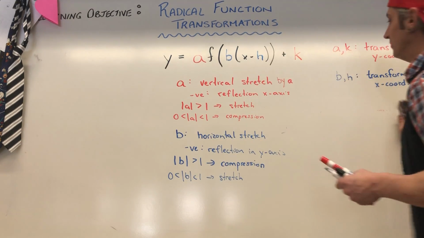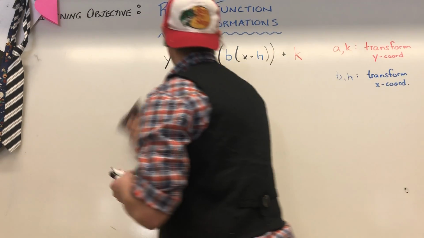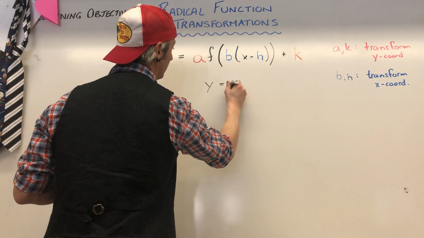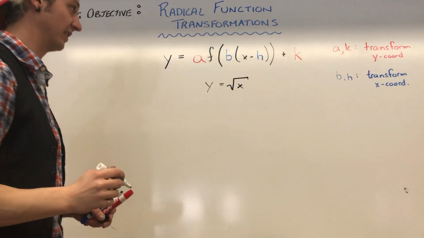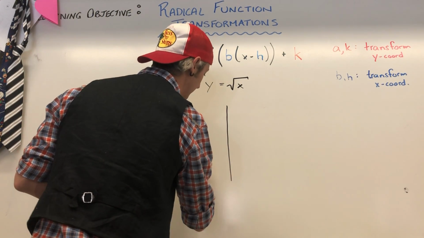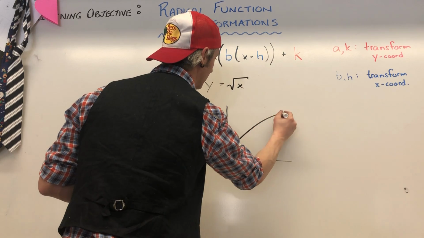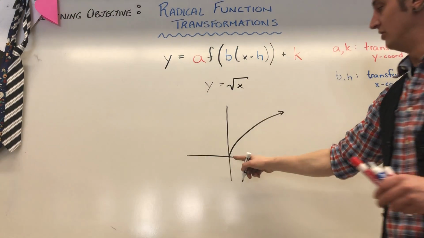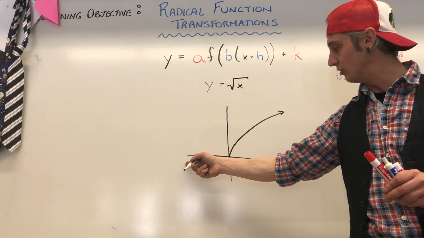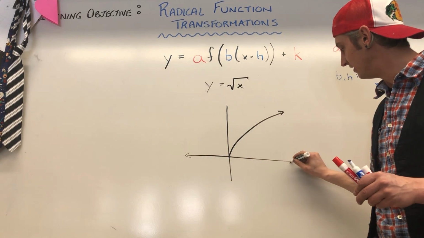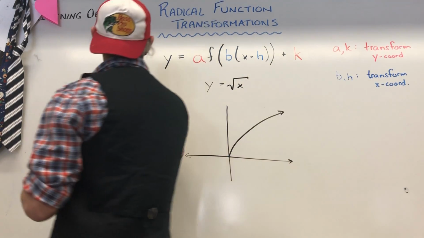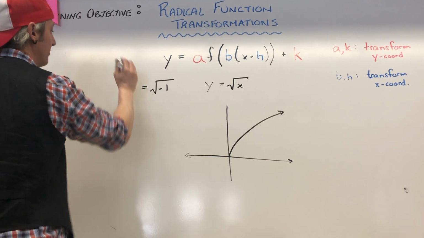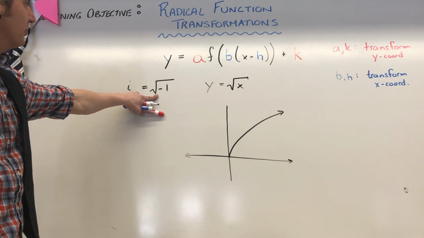So now let's take a look at how it applies to radicals. Our baseline function for radicals is y is equal to the square root of x. And if I was to graph that, it would look like this. It's kind of diminishing returns. We can notice that I don't have any negative values of x here. My graph does not exist for negative x. Why is that? Well, it's because I cannot take the square root of a negative number. The square root of a negative number is imaginary. i is equal to the square root of negative 1.